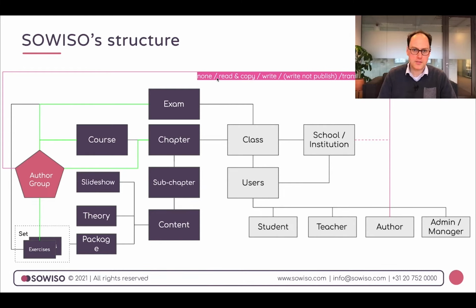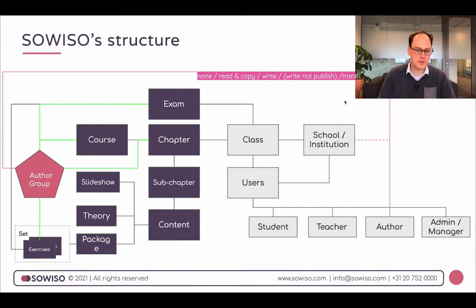If the author doesn't have any permission, he won't see the content in the authoring environment. If he has read and copy permission, he gets to see all content and he can copy it to his own authoring environment, authoring group, but he's not able to edit it. So he just has read and copy rights. Then if he has write access, he can actually edit everything and also delete and change everything. And then there's translation options and write not publish options for some specific cases.